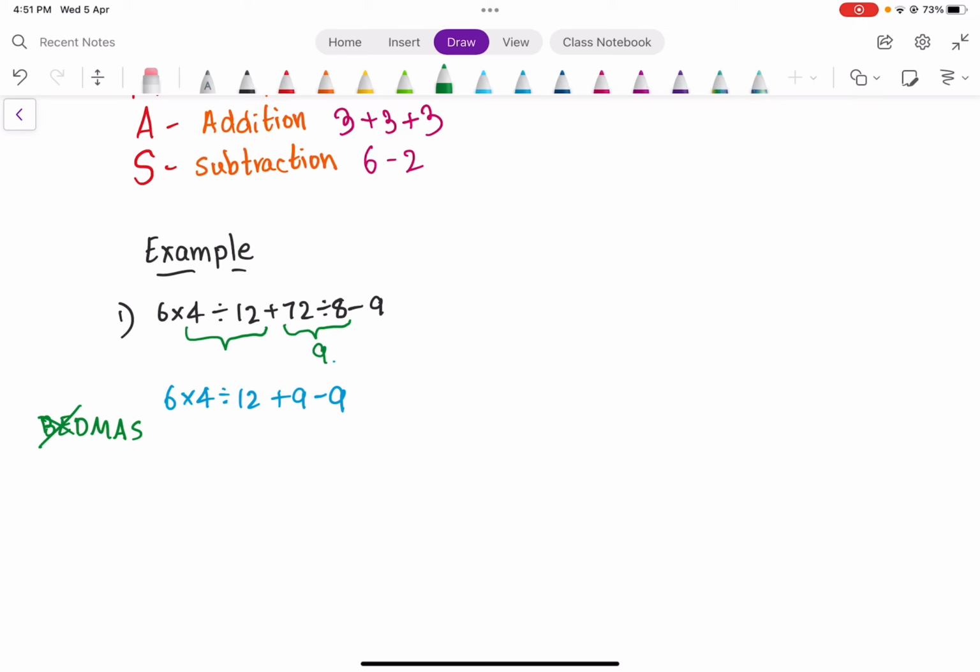So we don't have brackets or exponents. Now see how division and multiplication are interchangeable? How about we do the multiplication first. 6 times 4, 24, and then divide it by 12. That would give us 2. So let's rewrite the equation once more. 2 plus 9 minus 9.